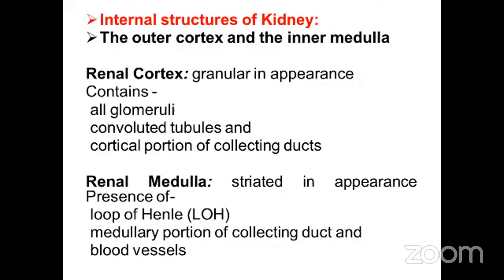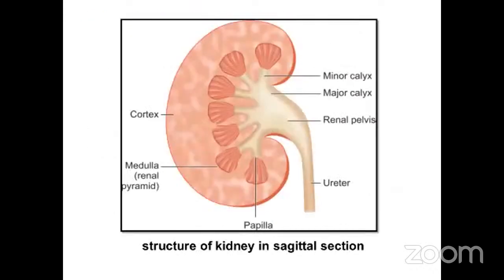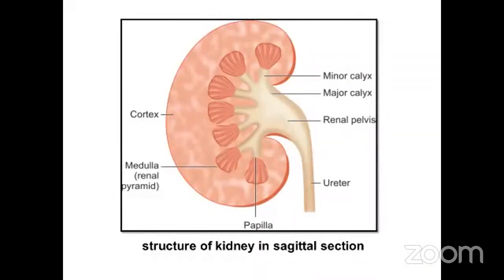In the medulla, there are 8 to 12 conical projections. These projections are called the pyramids.